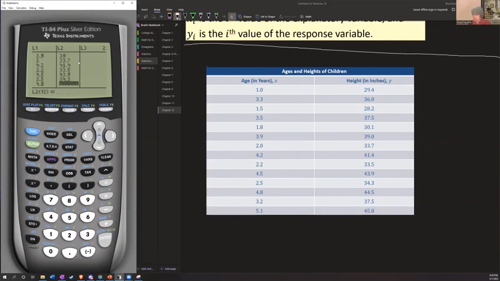Like good old data entry to drive everyone's interest in doing these calculations, am I right? All right, so now we have those in.